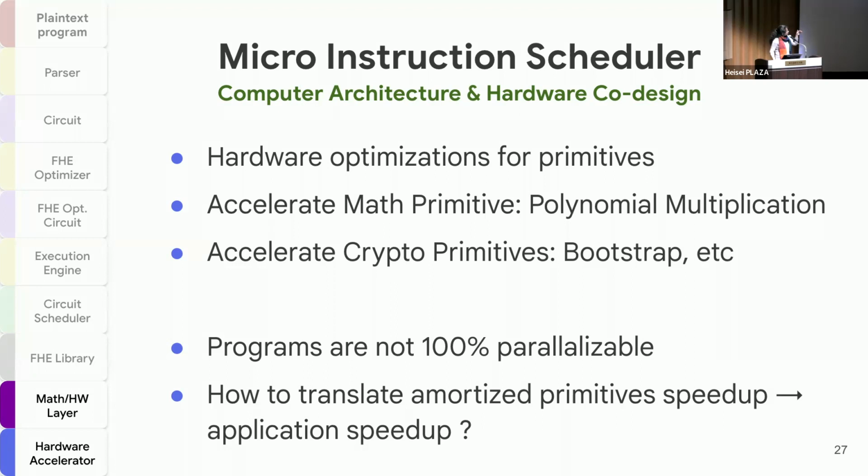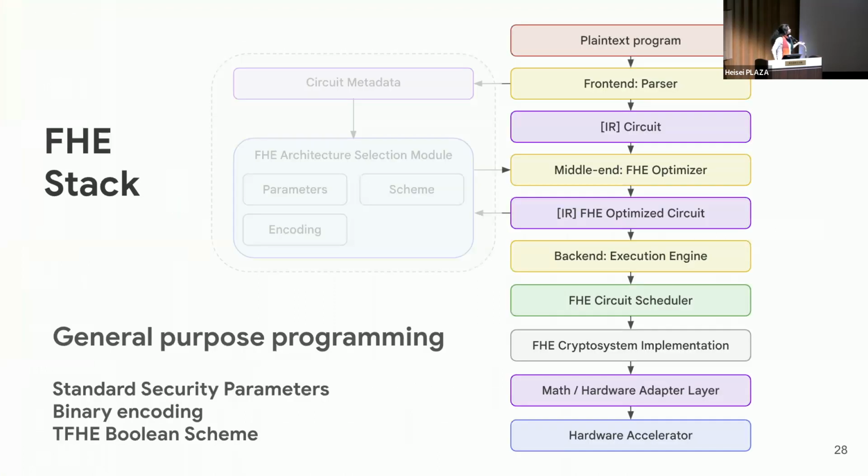You can go a level above and actually accelerate these crypto primitives. So the interesting thing in the hardware world is you measure these crypto primitives based on throughput. So assume 100% parallelism. But programs are not 100% parallelizable. How do you translate these amortized primitive speedups to end-to-end programs? And that's where FHE stack comes into play.